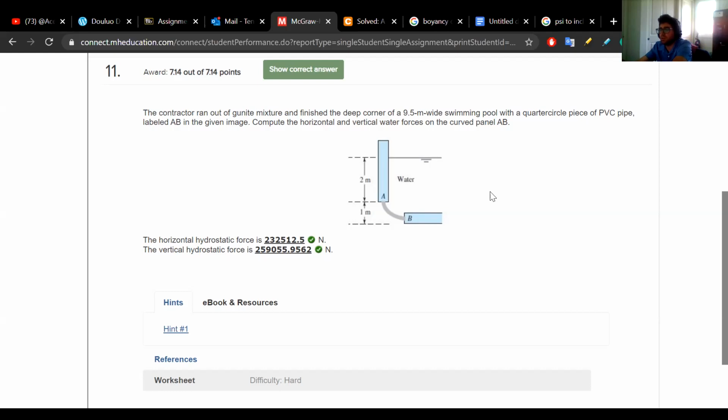Okay, and that's for the horizontal water force, right? Yes, that's for the horizontal. The vertical will be this small quarter circle, right? Yeah. The water, but remember there's water on top of it too. So make sure you account for that. It's not open to the atmosphere at the top. No, there is water on top of it. So account for that in your calculation. I see.